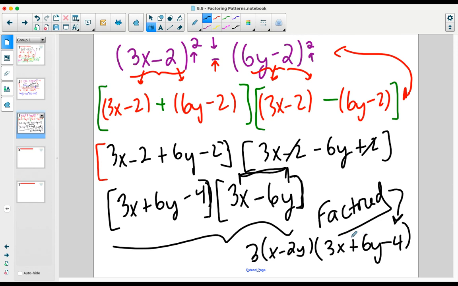But all of these examples came from just an application of the difference of squares: one square minus another square being able to be factored with their individual square roots.